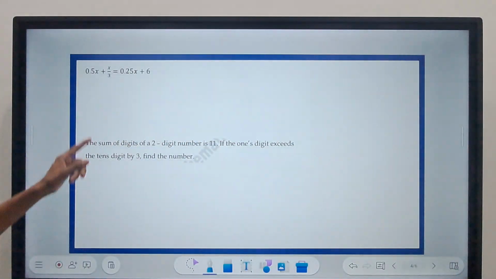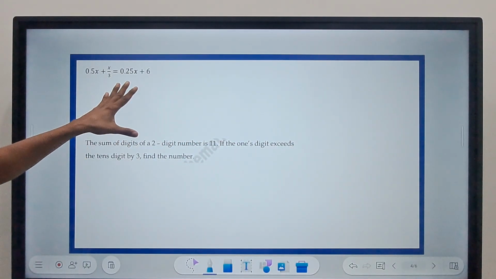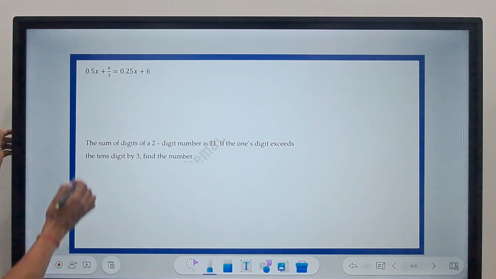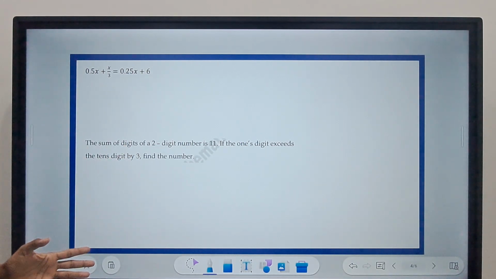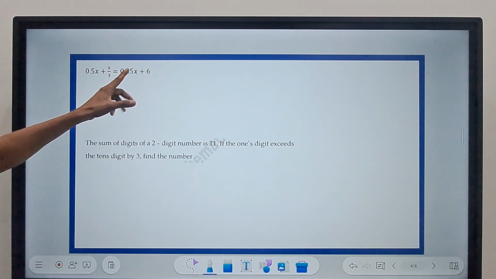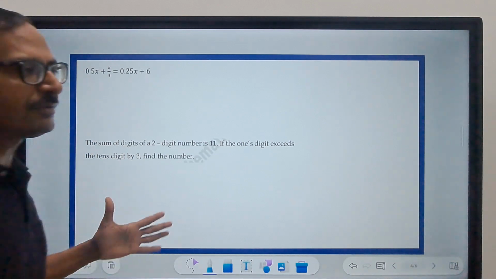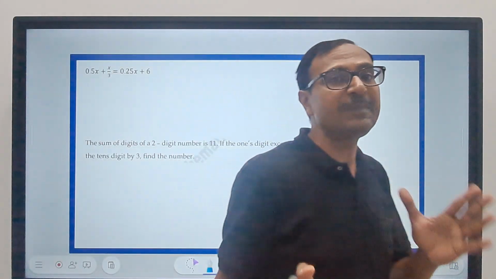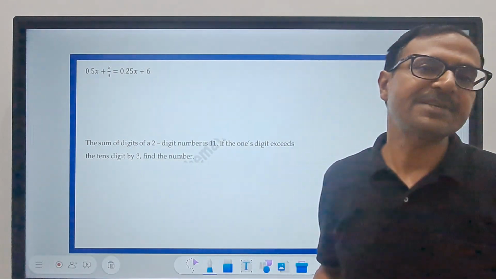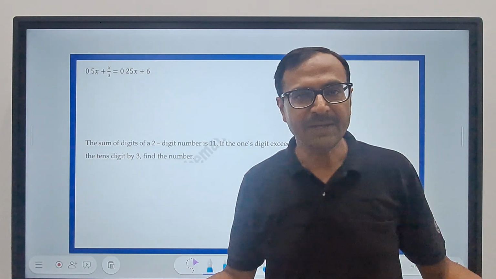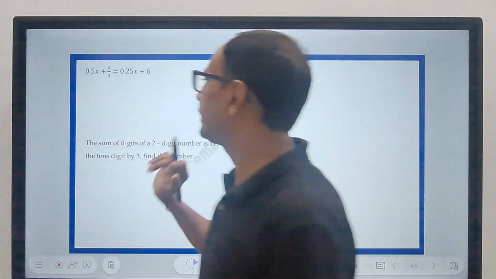Here we have another question where there are fractions and decimals also. So whenever you have decimals, don't worry about decimals. If you can convert that to fraction, wonderful. If you can't convert that to fractions, you can keep them as it is and add and subtract decimals also, because you have learned that in junior classes. So I'll group the terms here.